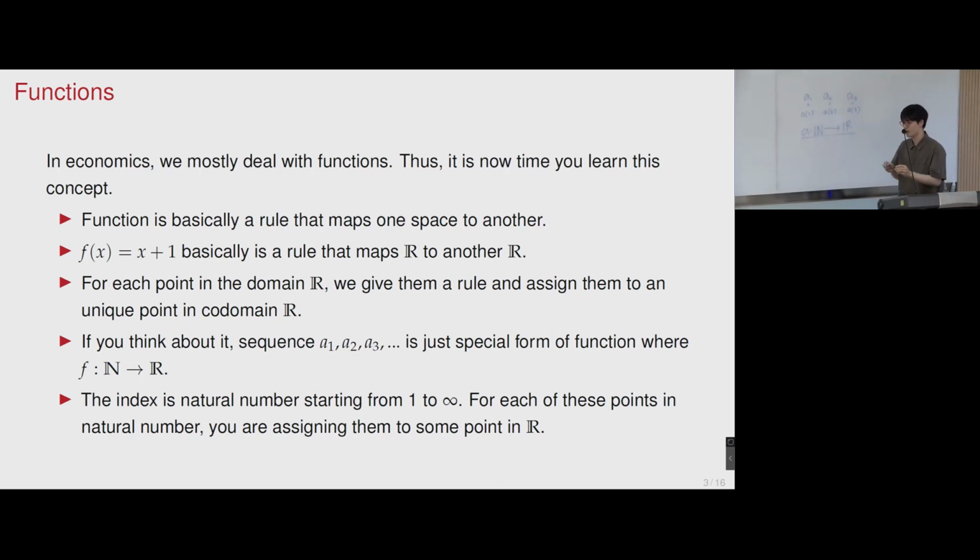So a sequence is a special function where the domain is the natural numbers. We're making a function that maps natural numbers to some real values. In a way, that's why I said a sequence is a special type of function. So you should know that. As I wrote, the index is a natural number starting from 1 to infinity. Each of these points in the natural numbers, you're assigning to some point in R. That's why I said it's a special case.